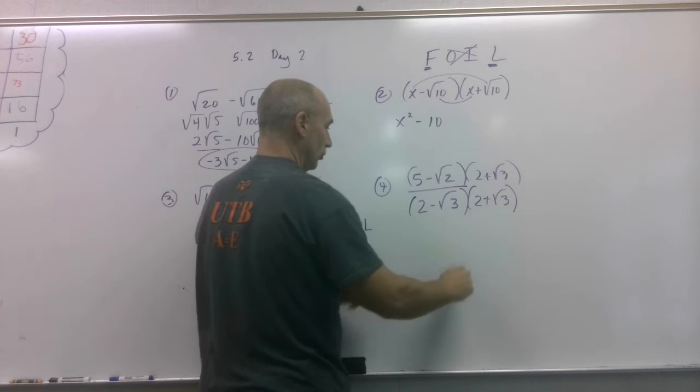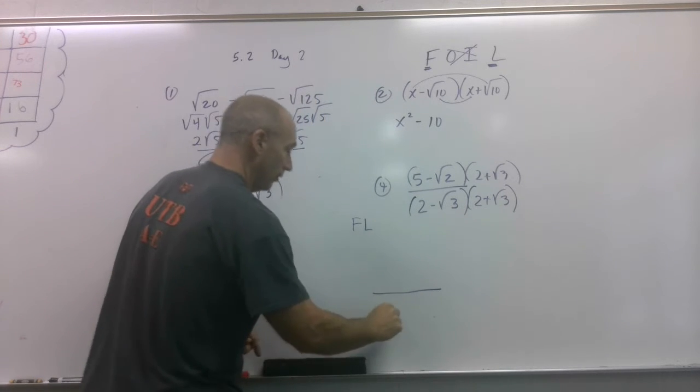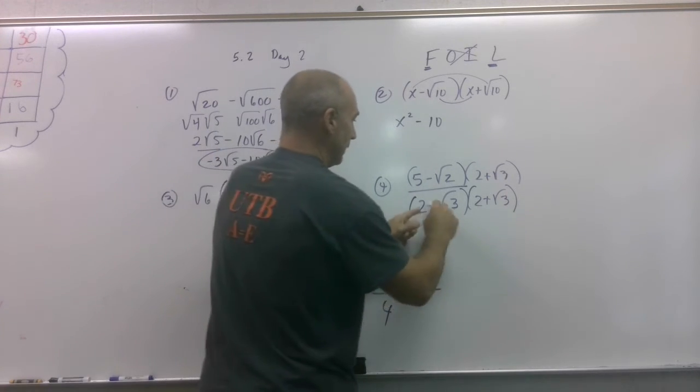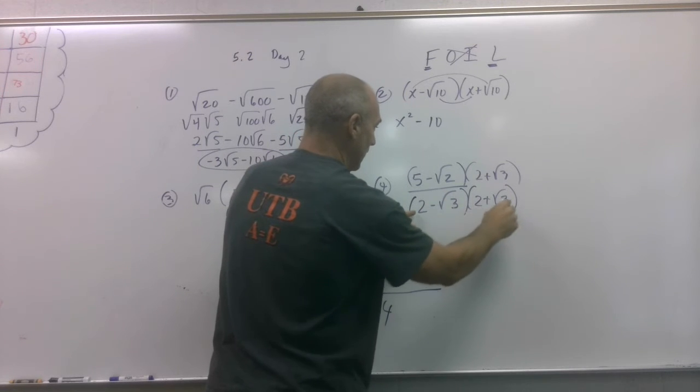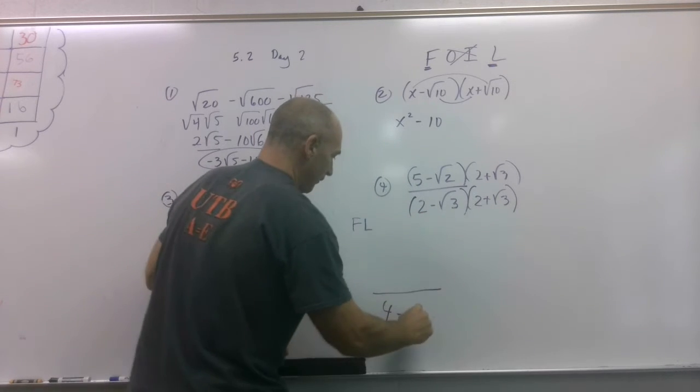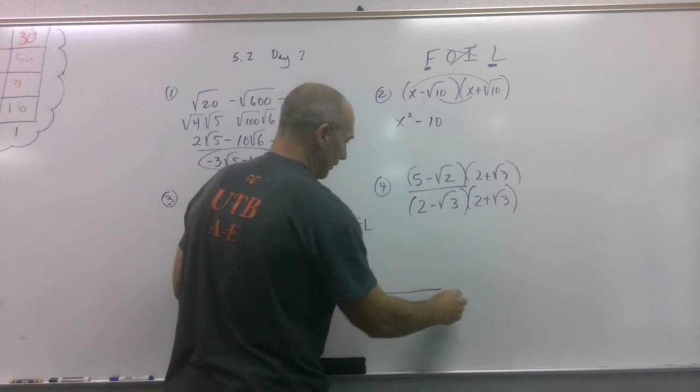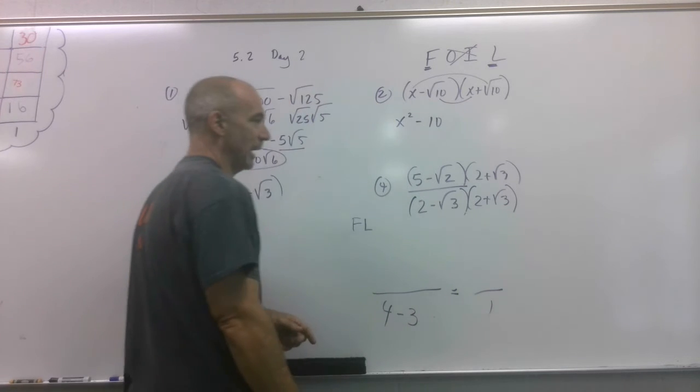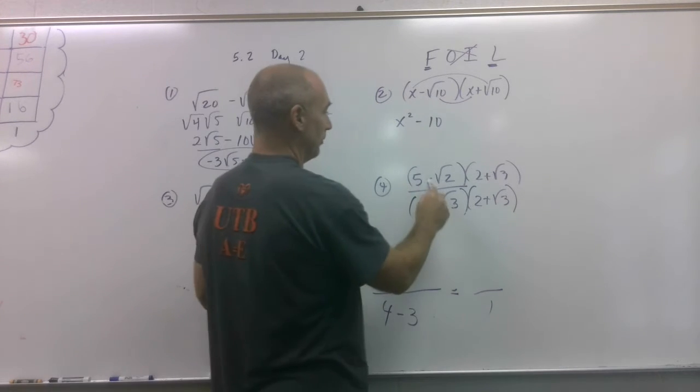So 2 times 2 is, I'll put the bottom here, 4. And then outside, inside, they would cancel. So I get a negative times a positive, which is negative. The roots fly off. 3, love it. That's just equal to 1. Love it when the denominator is 1. But here comes the pain in the butt.